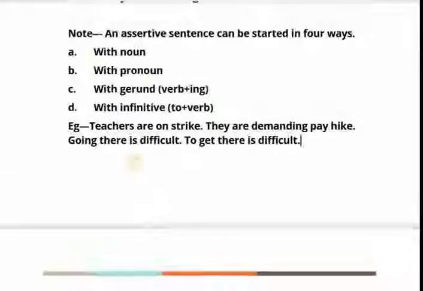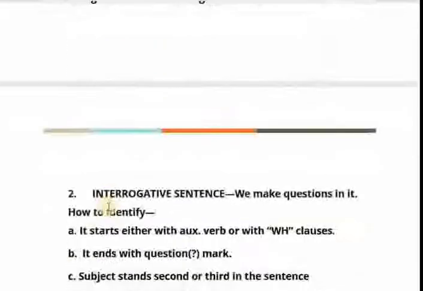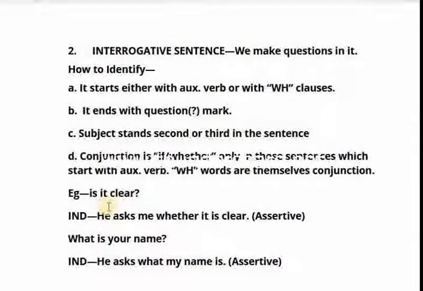So it is fulfilling both the criteria, that it is starting with a subject and ending with a full stop. Let's move on to the next type of sentence, which is the interrogative sentence. In an interrogative sentence, we make questions. Then how do we identify an interrogative sentence?